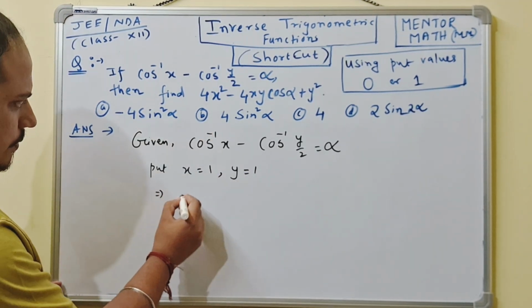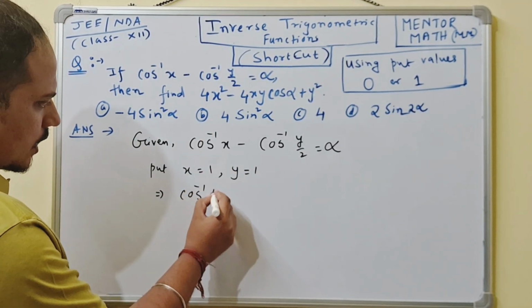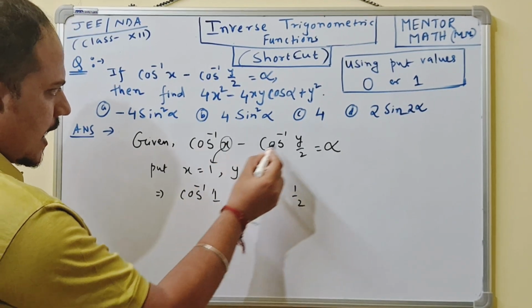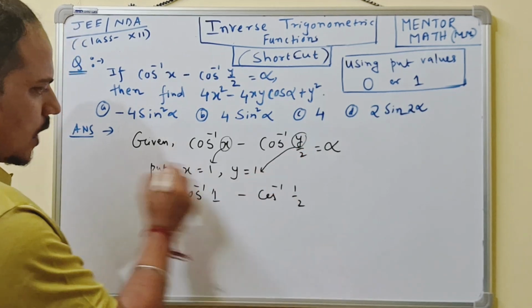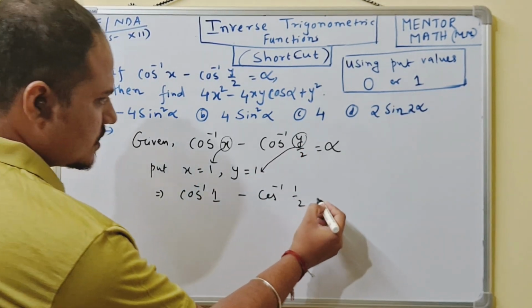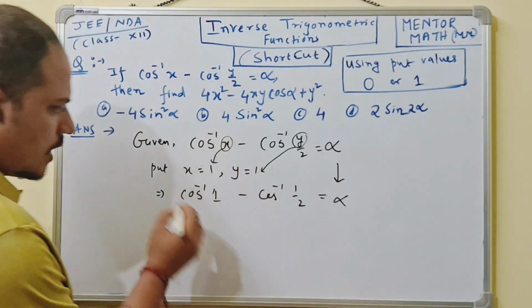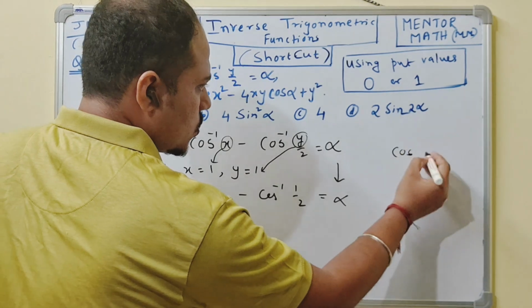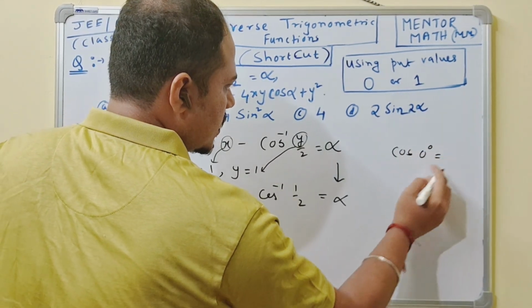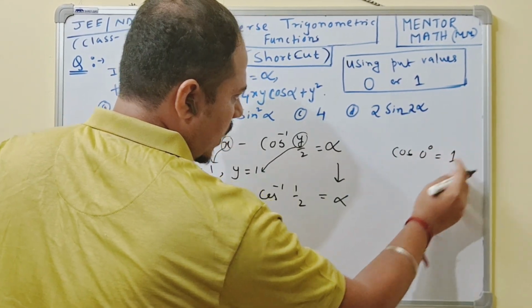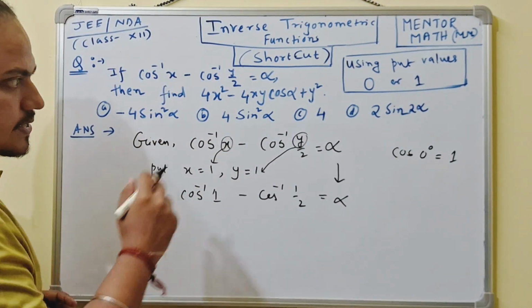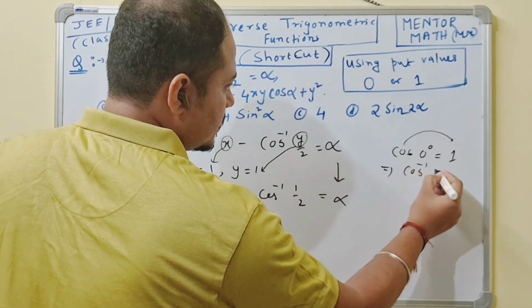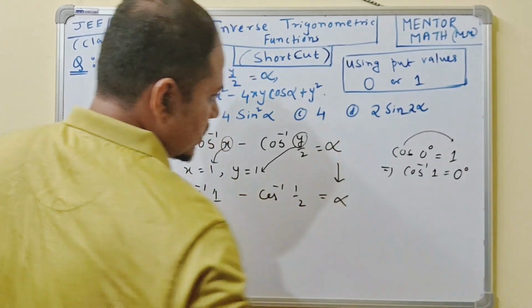So you can put x as 1 and y as also 1. So you get cos inverse 1 minus cos inverse half is equal to alpha. Now you know from class 10 that in the first quadrant, cos 0 degree is equal to 1. So then you can take the inverse: cos inverse 1 is equal to 0 degree.